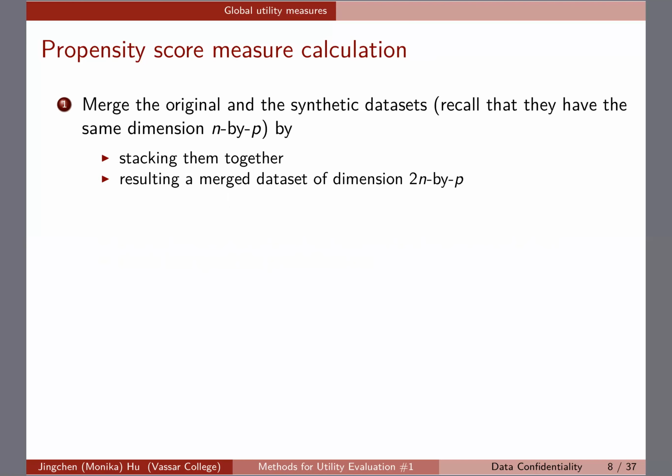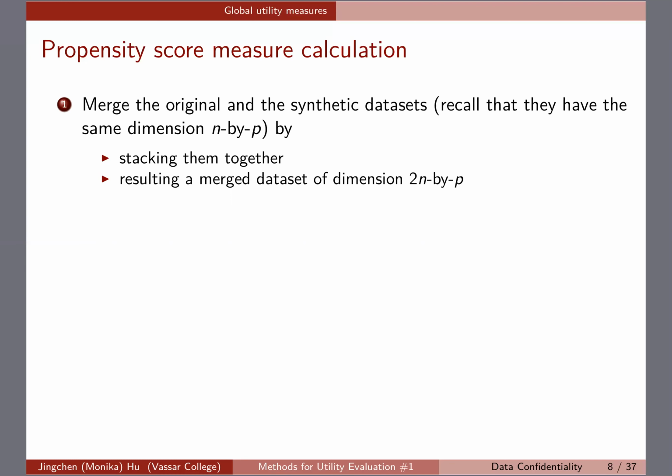So we have two groups. In our case, it's the synthetic data and the original data. What people usually do is merge the two data sets together, usually with a row bind. So you have double the rows, but you still have the same columns. That's how they're stacking it. If the original data set and the synthetic data set have dimension n by p, the merged data set is going to have 2n by p. That's just the dimension, how you think of it.